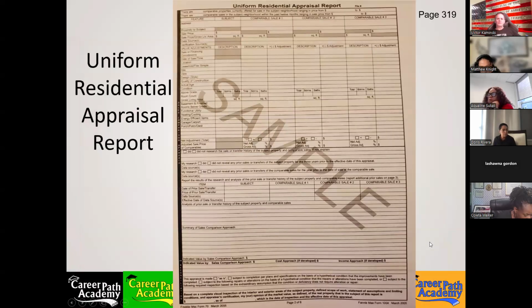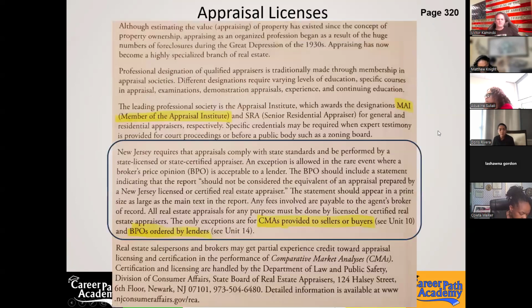This is what the sample Uniform Residential Appraisal Report looks like on page 319. And MAI is the member of the Appraisal Institute. So appraisers would become members of MAI, like we become members of NAR. Now here, I have this circled, and some things highlighted here.